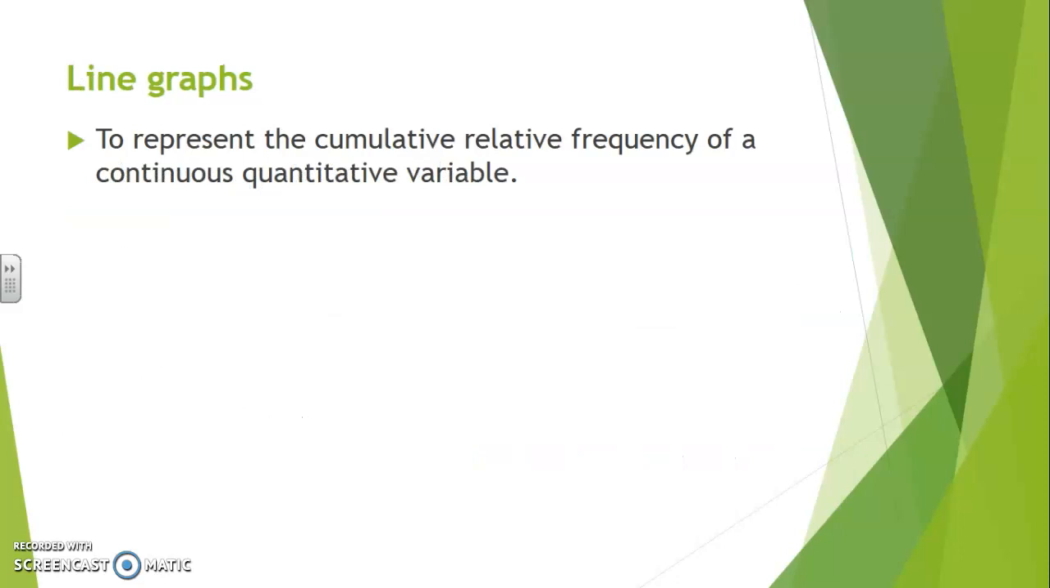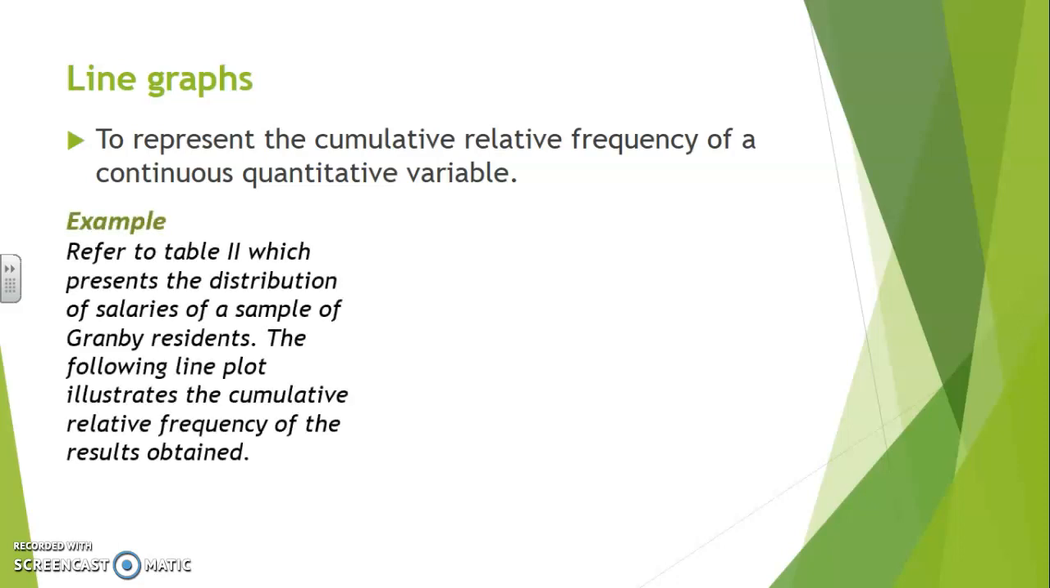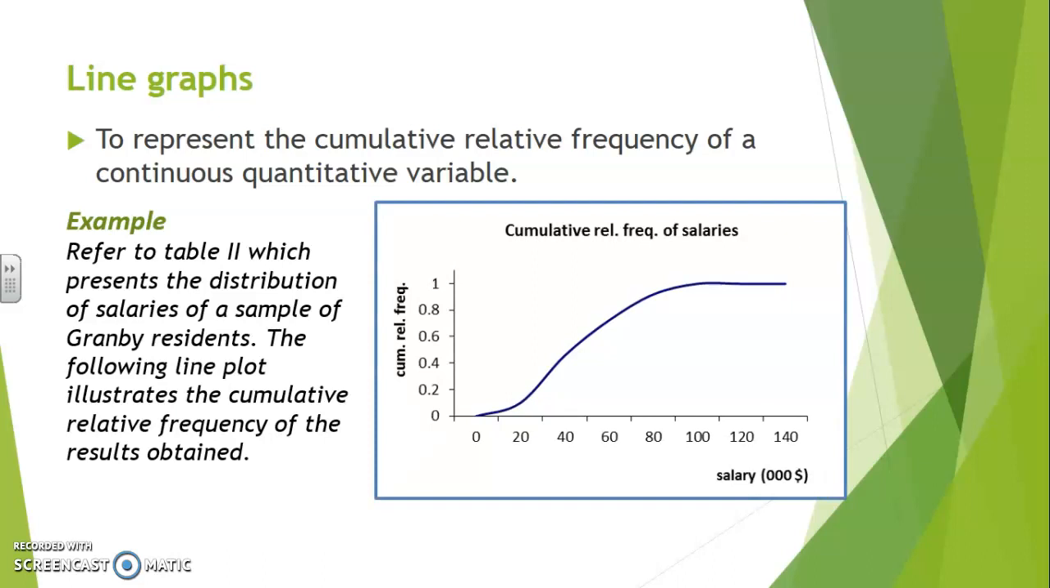Line graphs are used to represent the cumulative relative frequency of continuous quantitative variables. So this time, because we're talking about a continuous variable, the progression will be smoother. So the height of the curve represents the total proportion observed.